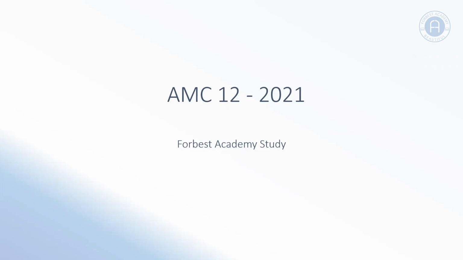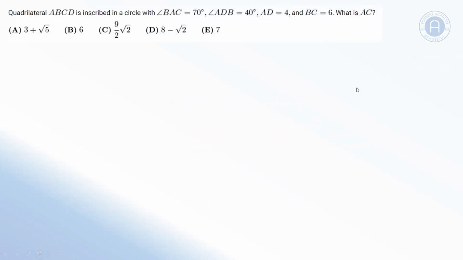This week we're going to be looking at 5 AMC 12 past paper questions and going through the concepts required to answer those questions. Today we are going to be looking at circles, and in particular the circle theorems involving angles inside of a circle.